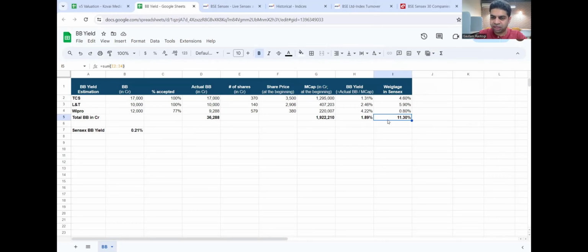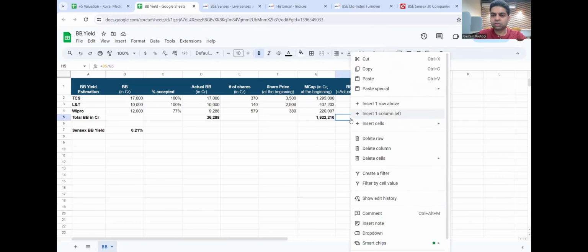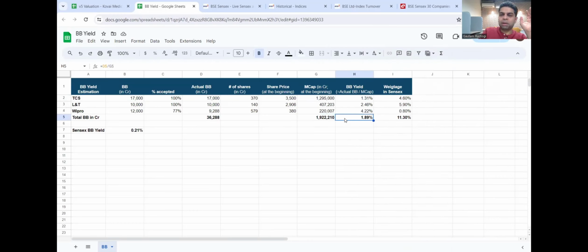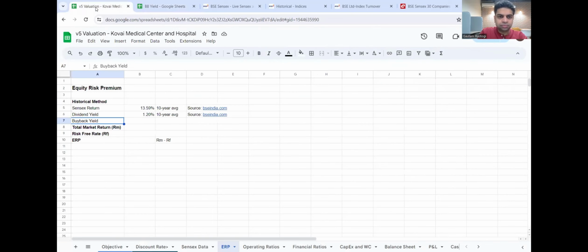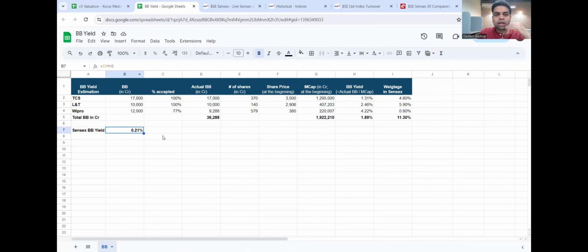You multiply this 11.3 by 1.89, which is the buyback yield of these three companies put together, multiplied with the weightage of these three companies in the index. You get 0.21. Now this 0.21 is the buyback yield for this financial year.